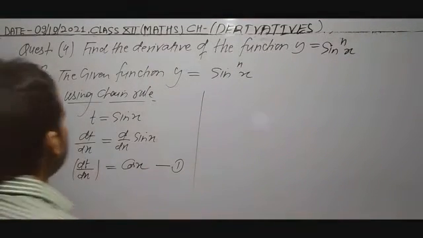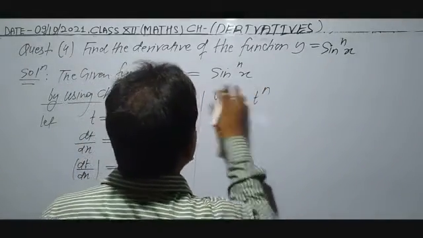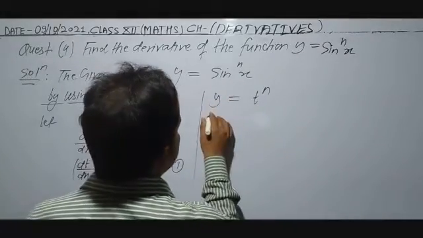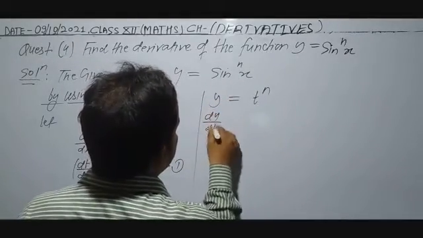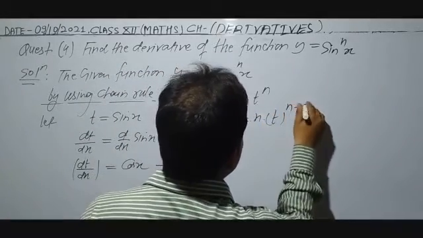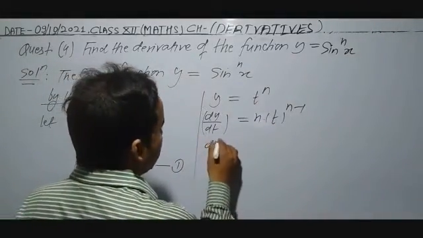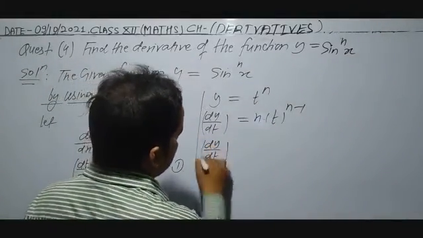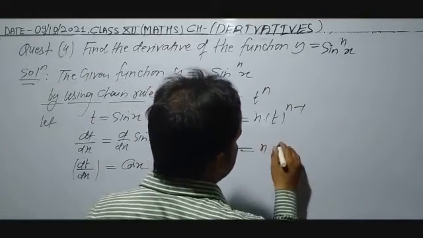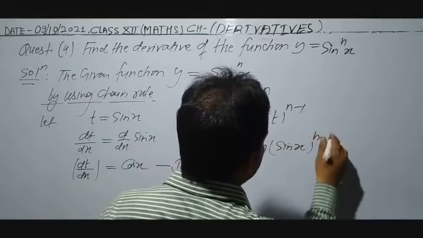Now we can write y is equal to sin x. Sin x we have considered t, so t to the power n. So the dy by dt result is n times t to the power n minus 1, and dy by dt is equal to n times t, and t's value is sin x, to the power n minus 1.